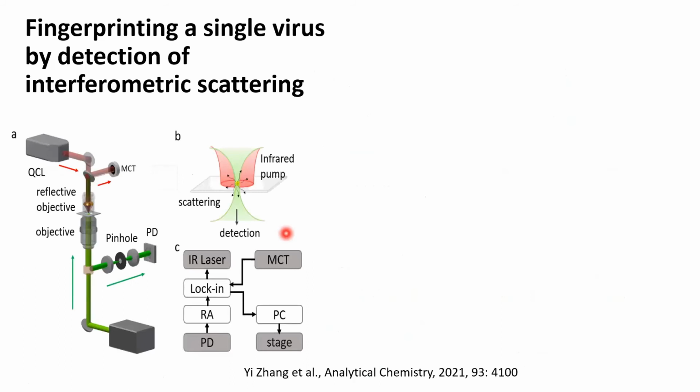Because of the sensitivity, we can actually do single virus detection. This virus is about 100 to 150 nanometers in size, so if we purely do scattering, we would not have enough photons. So the idea is that we do interferometric scattering. This is exactly the principle of iSCAT. And now we use an IR pump to modulate this interferometric scattering.